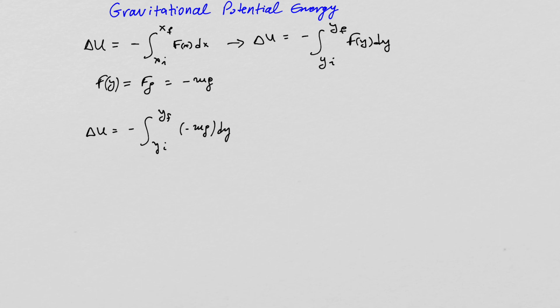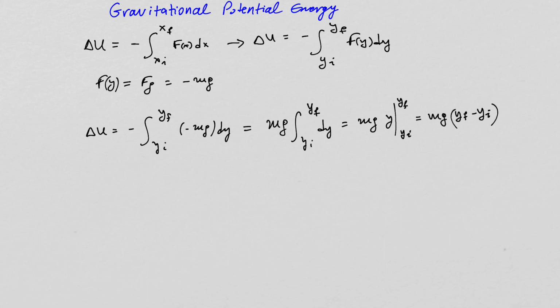Since mg is a constant, it can come in front of the integral. So then the integral becomes mg integral of yi to yf dy, which simply becomes mgy, and the limits will be y initial to y final, which becomes mg times y final minus y initial. In this form, the change in gravitational potential energy depends on the difference between two vertical positions of the object as it's moving up above the ground.